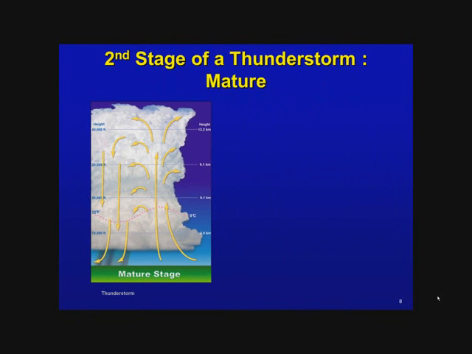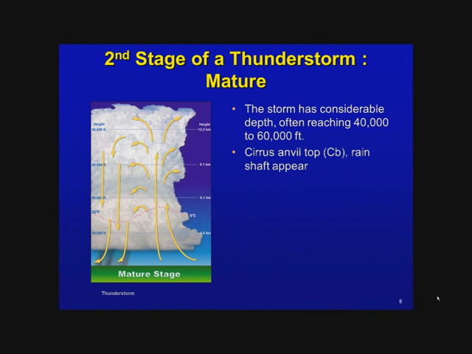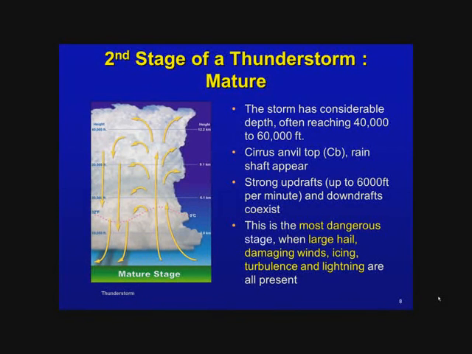In the second stage, the mature stage, a storm has reached a considerable height, often 40 to 60,000 feet. The icy cirrus anvil top appears, and the rain shaft at the bottom. Strong updrafts up to 6,000 feet per minute could exist, and downdrafts. And this is the most dangerous stage, when large hail, damaging winds, icing, turbulence, and lightning are all present.